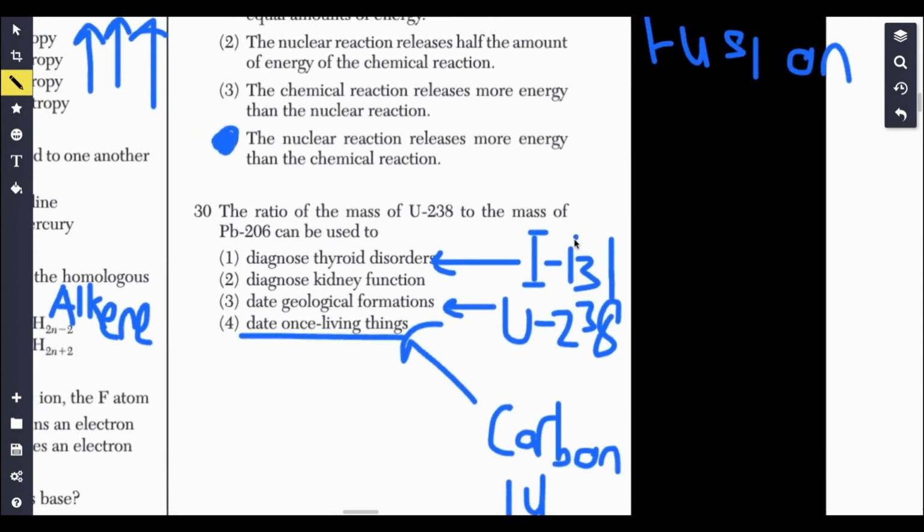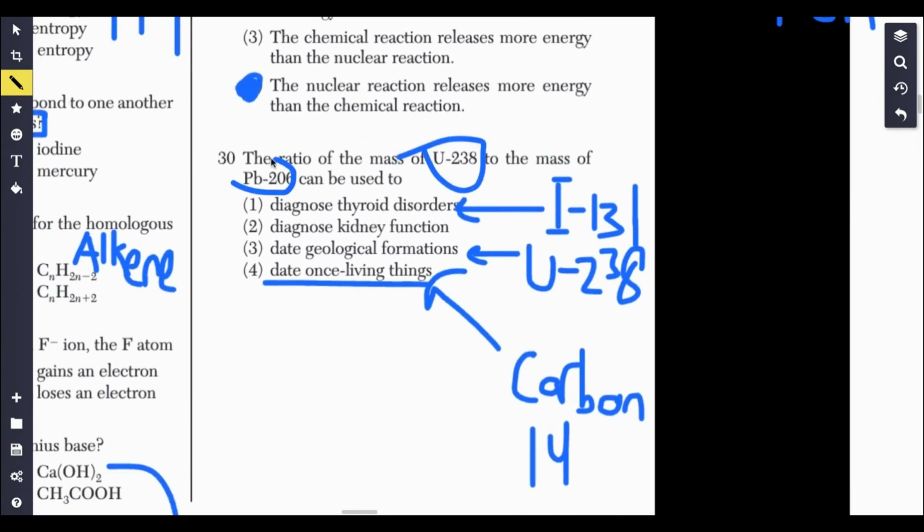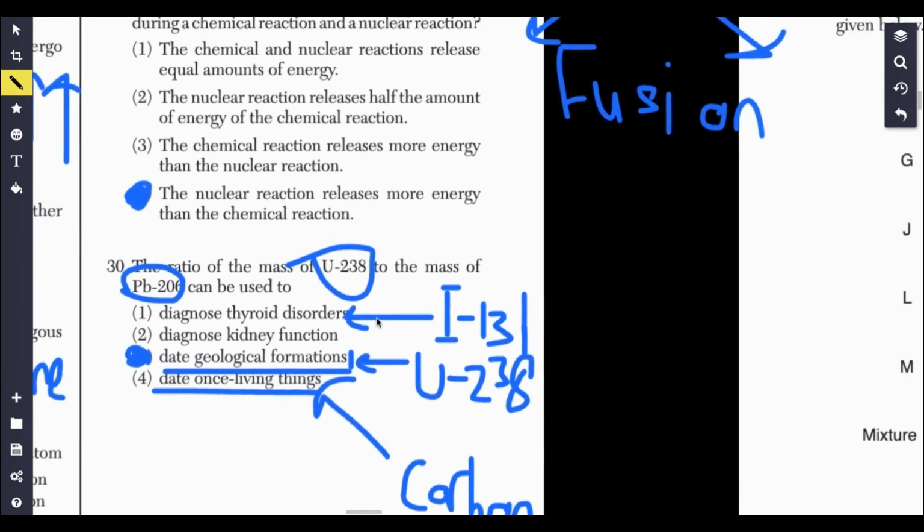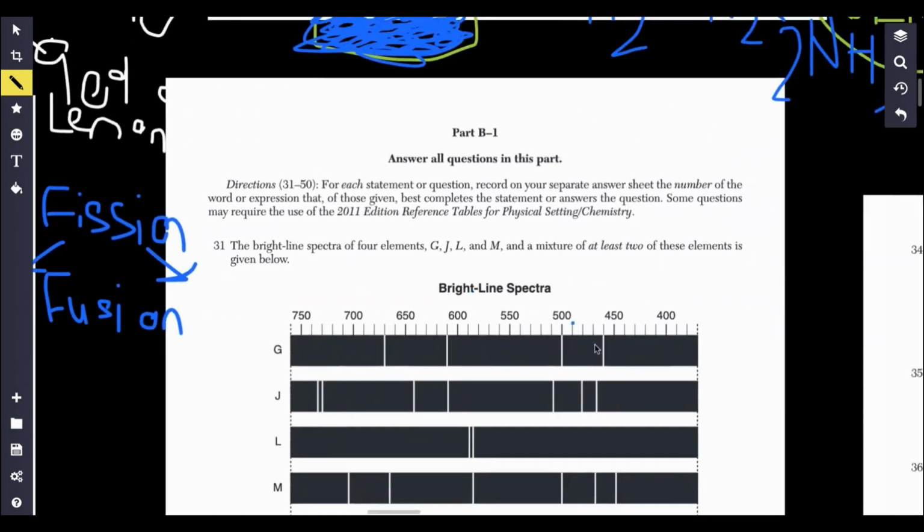When it decays, you can measure the ratio between these two, and it's used to date rocks and geological formations. So yeah, that's just an annoying thing you've got to do.